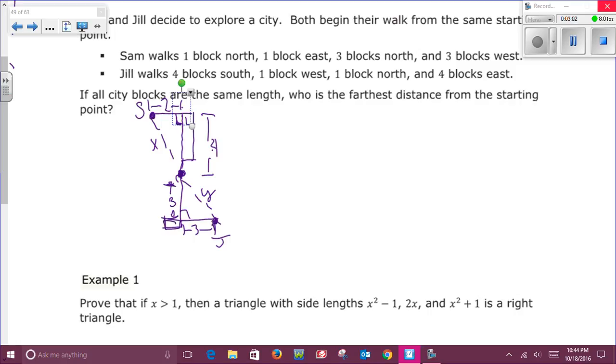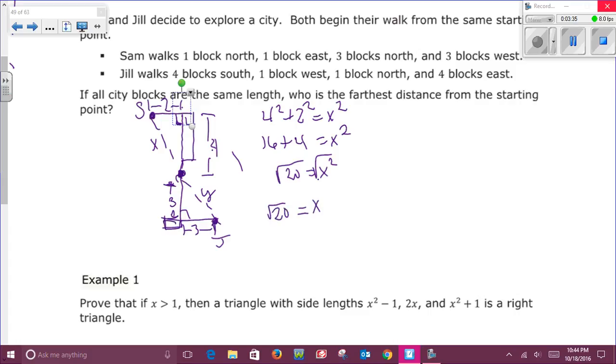So I have 2 right triangles, so I'm going to use the Pythagorean theorem. I have 4 squared plus 2 squared equals x squared. So 16 plus 4 equals x squared. So 20 equals x squared. Take the square root. So x equals plus or minus the square root of 20, but I don't need the negative because this can't be negative, it's an actual distance. So it's the square root of 20, which simplified would be 2 radical 5.